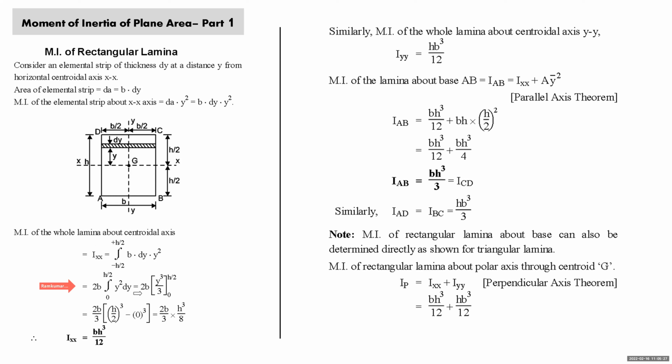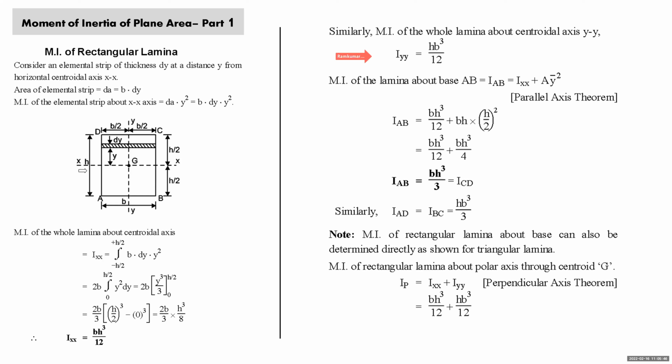Integration of y square is y cube by 3, lower limit 0, upper limit h by 2. Then 2b by 3, h by 2 cube minus 0 cube. So you get 2b by 3 into h cube by 8. So finally you get Ixx is equal to bh cube by 12. Moment of inertia of the rectangle about xx centroidal axis arrived at bh cube by 12.